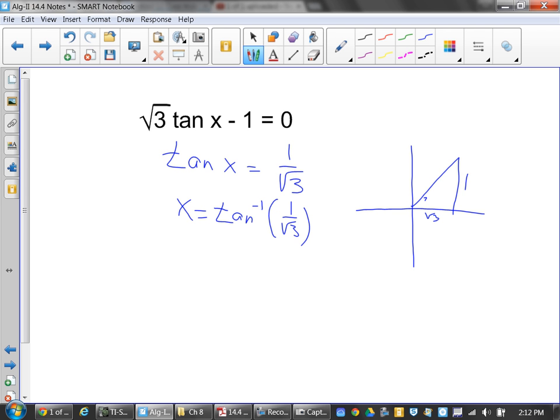30. That's the reason why I don't need to worry about rationalizing, because it doesn't matter. Does that make sense? So I know that I have a 30-degree reference, so what's the radian? Pi over 6. Where else is tangent positive? Third quadrant. So I move it down to pi over 6, and I'm at 7 pi over 6.